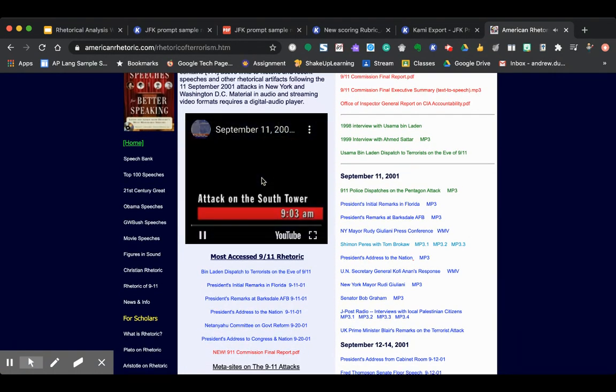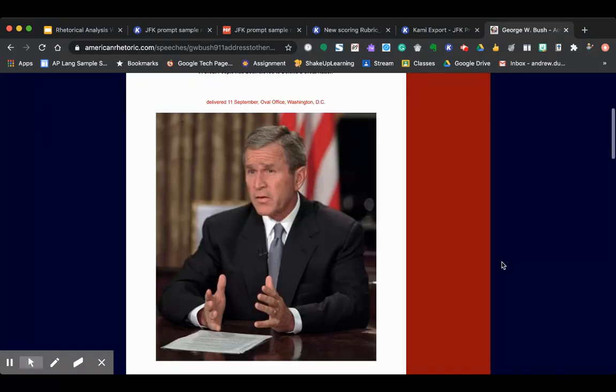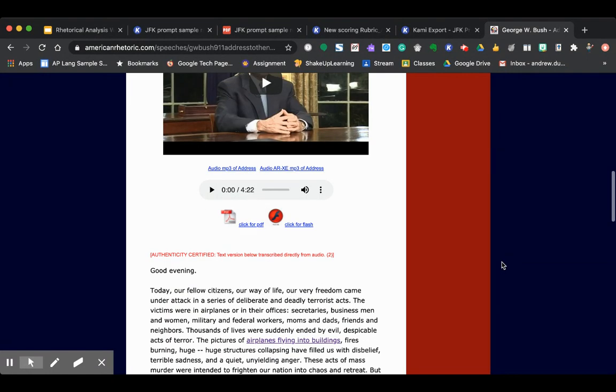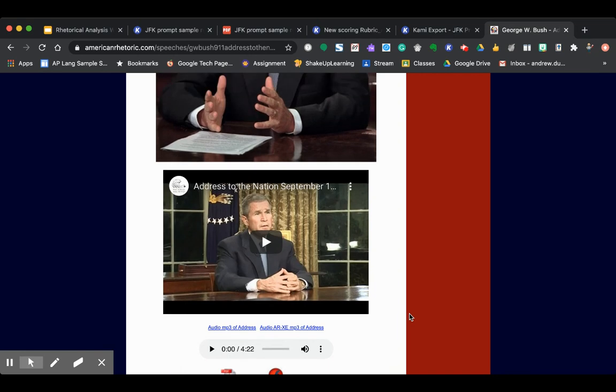It shows you some various video, and the President's address to the nation. This is the page you'll be linked to watch the speech. I'll include the PDF and your graphic organizer, the speech and the graphic organizer, so you can watch the speech and complete the rhetorical situation in that organizer.